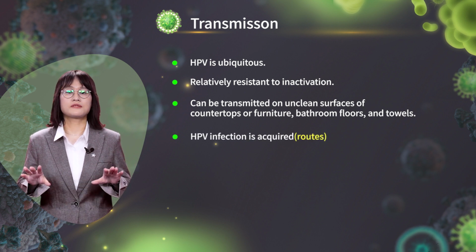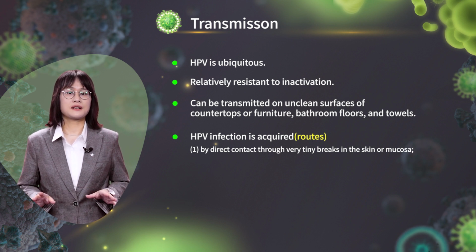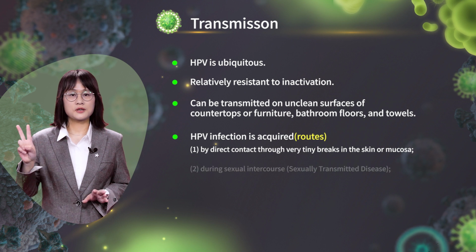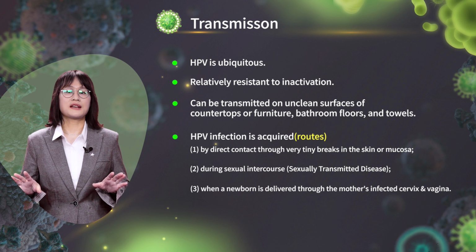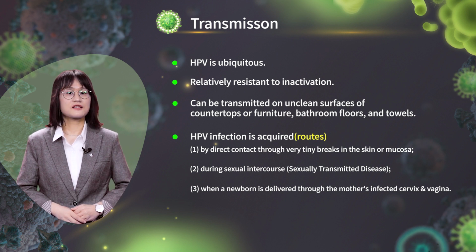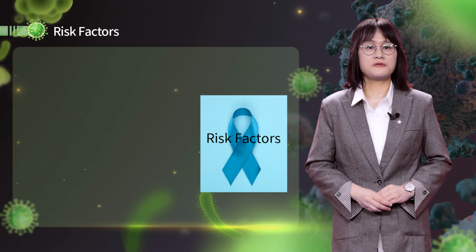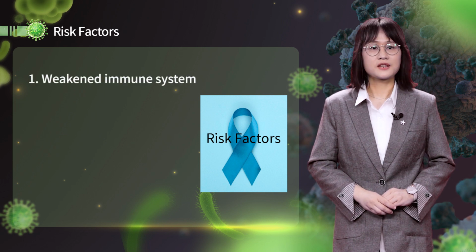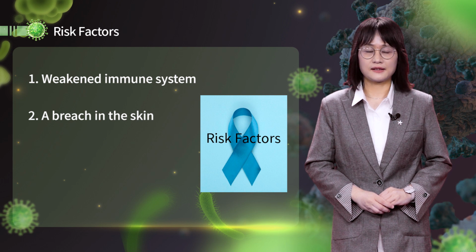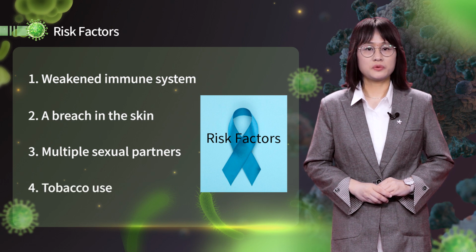The individual acquires the virus 1. By direct contact through very tiny breaks in the skin or mucosa. 2. During sexual intercourse. 3. When a newborn is delivered through the mother's infected cervix and vagina. There are some risk factors for HPV infection, including 1. Weakened immune system. 2. A breach in the skin. 3. Multiple sexual partners. 4. Tobacco use.